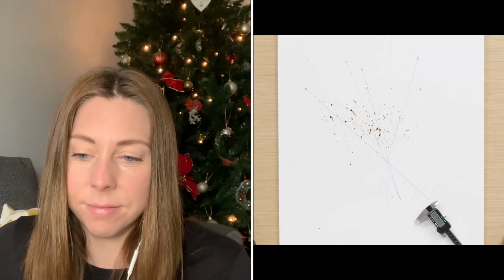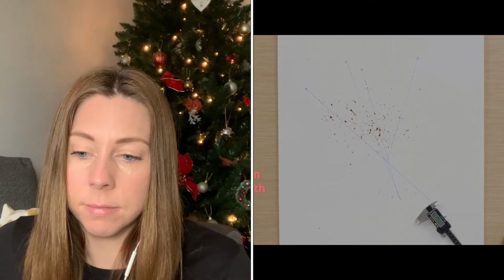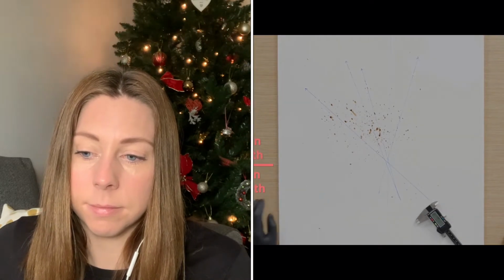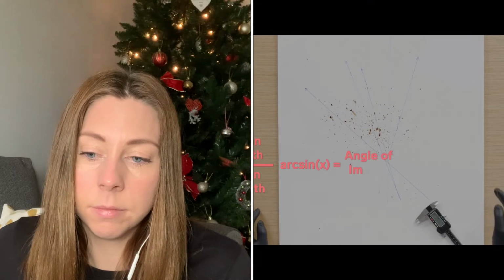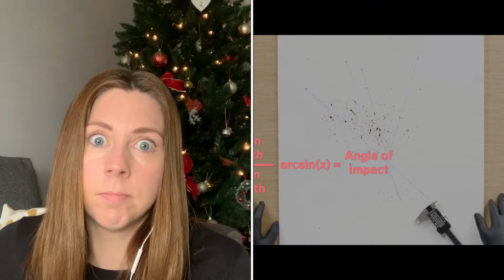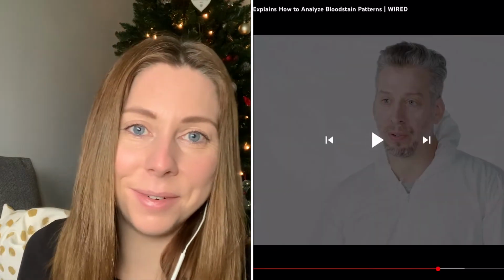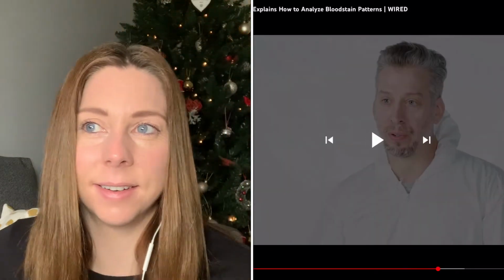Since we identified different stains that are striking our surface at different angles, we're going to figure out the angle of impact at which these stains hit our surface. We do that by measuring the length of the stain and dividing it by the width of the stain, and the arcsine of that number will give us our angle of impact. When measuring stains, we always want to use millimeters. Another reason I can't go into forensics: my math skills, honestly, are terrible.